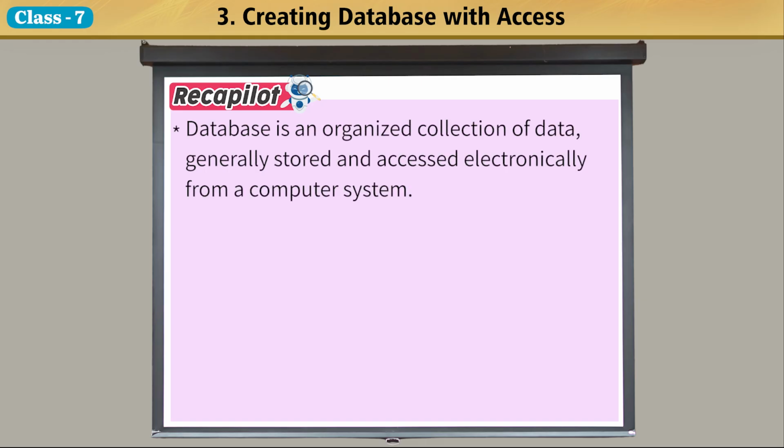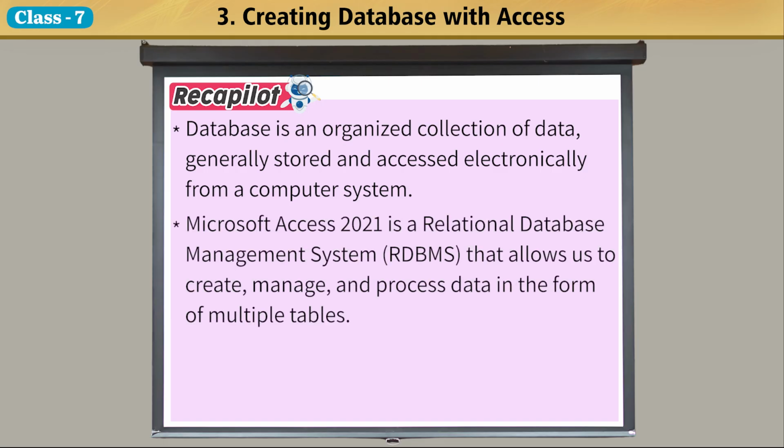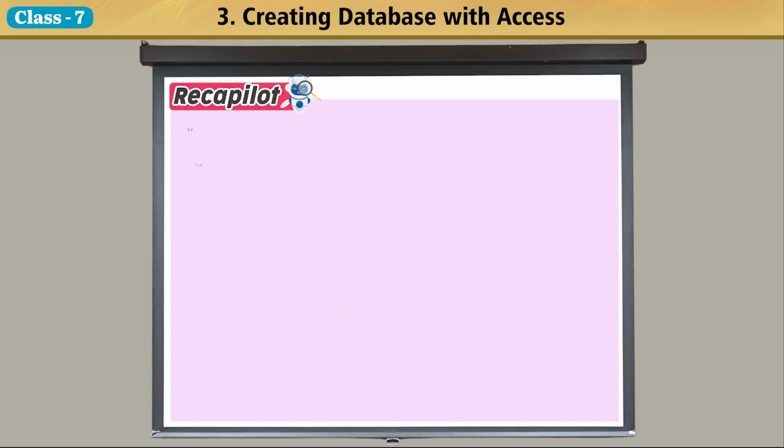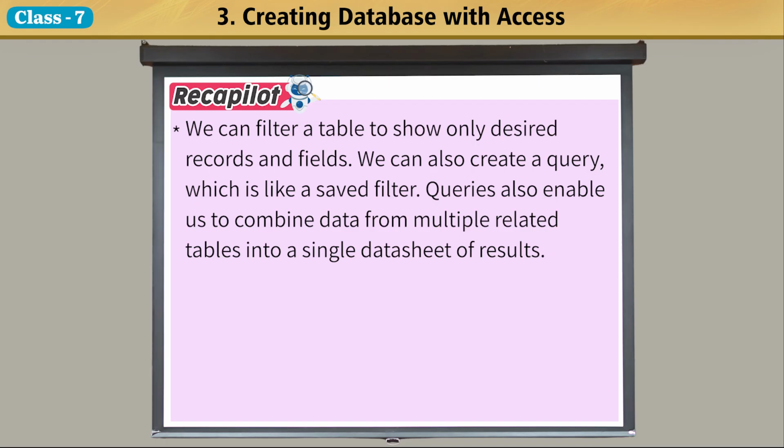Recapitulate. Database is an organized collection of data, generally stored and accessed electronically from a computer system. Microsoft Access 2021 is a relational database management system, RDBMS, that allows us to create, manage, and process data in the form of multiple tables. We can filter a table to show only desired records and fields. We can also create a query, which is like a saved filter. Queries also enable us to combine data from multiple related tables into a single datasheet of results.